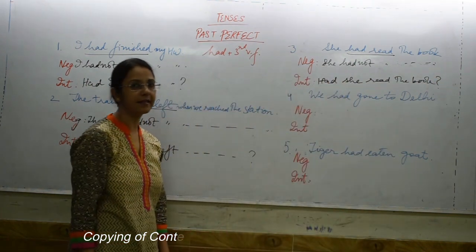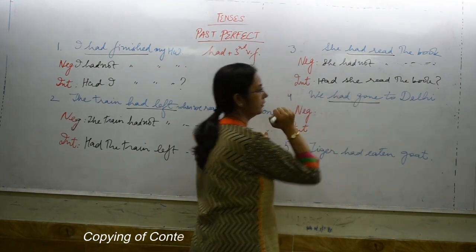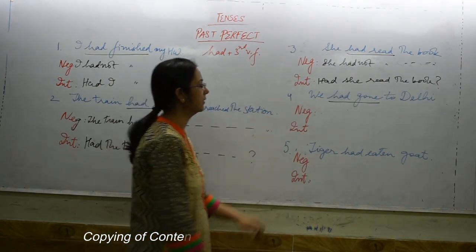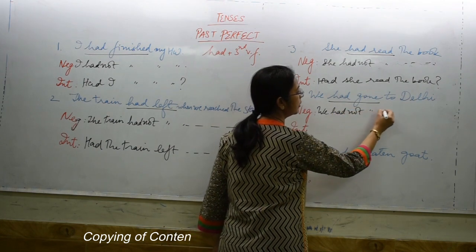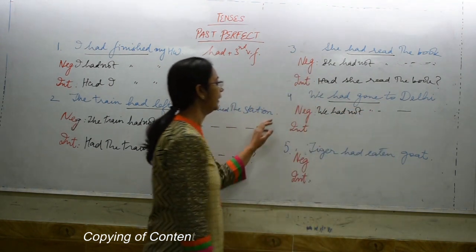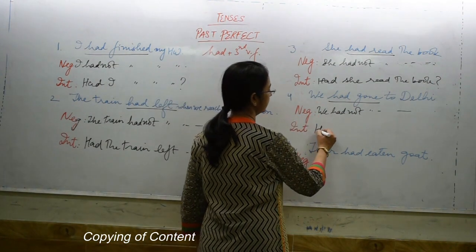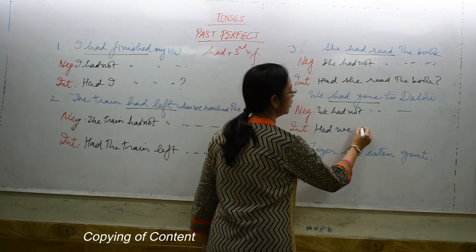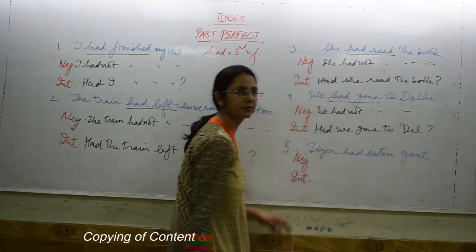Interrogative: had she read the book? We had gone to Delhi. Simply negative: we had not gone to Delhi. Interrogative: had we gone to Delhi?